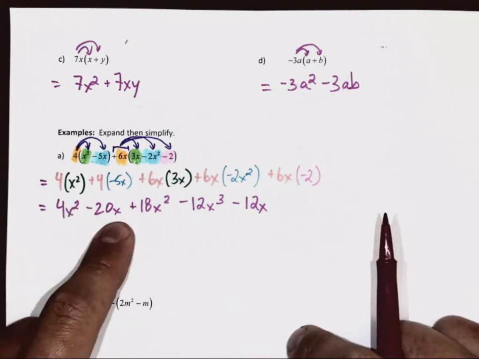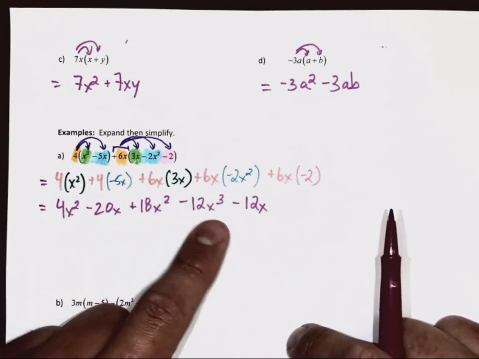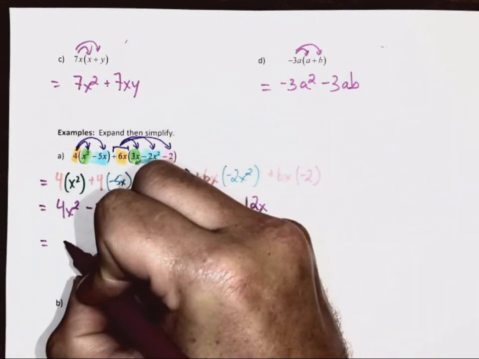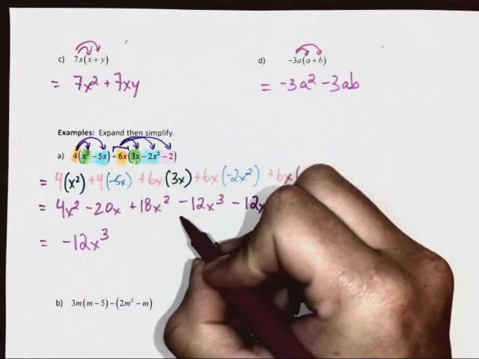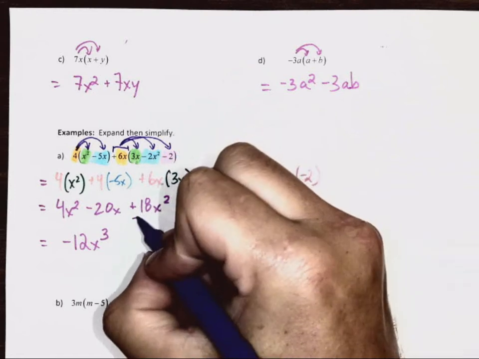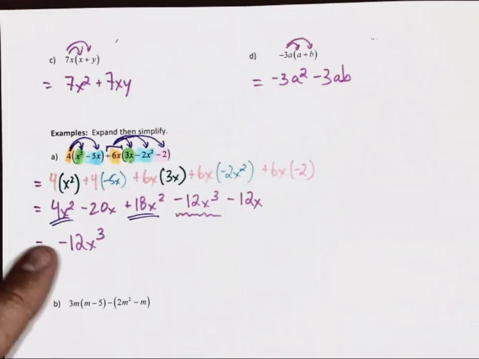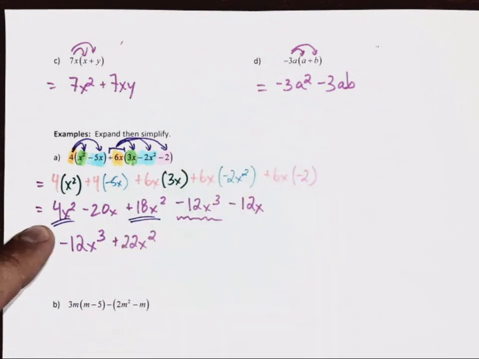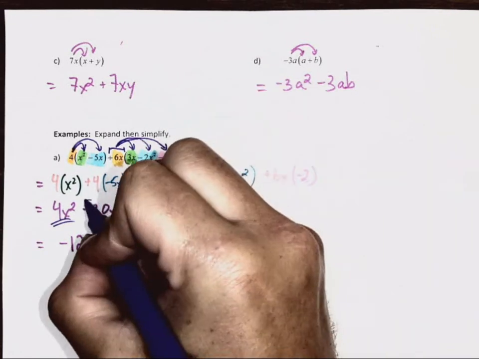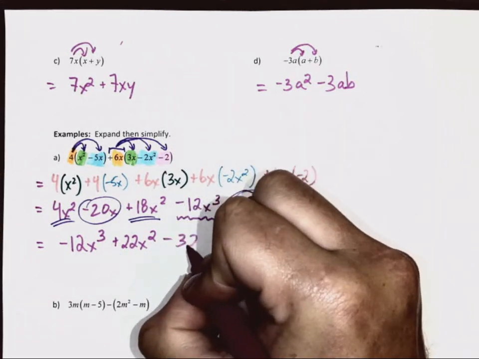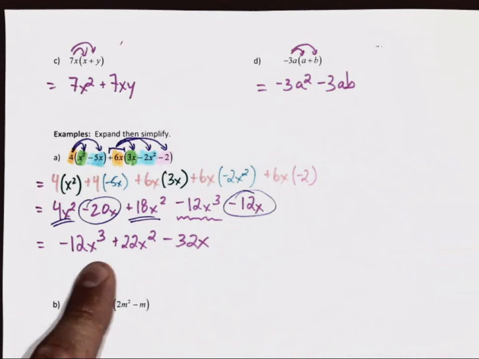So I see x squared, I see an x squared, x cubed. There's my biggest term because it's the highest number exponent. So that's going to lead. Here's that one leading. Now I'm going to look for all the x squareds. 4x squared plus 18x squared, 22x squared all day. The last terms, negative 20x minus 12 more is negative 32x. X cubed, x squared, x, can't go any further.